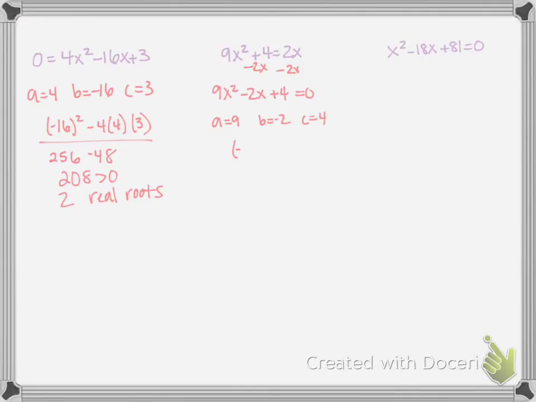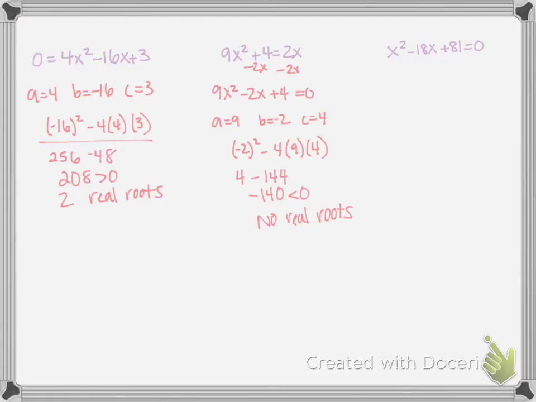So I've got my b squared minus 4 times a times c. So I've got 4 minus 144, so negative 140, which is less than 0, so we have no real roots. So it would either be floating above the x-axis or below it.